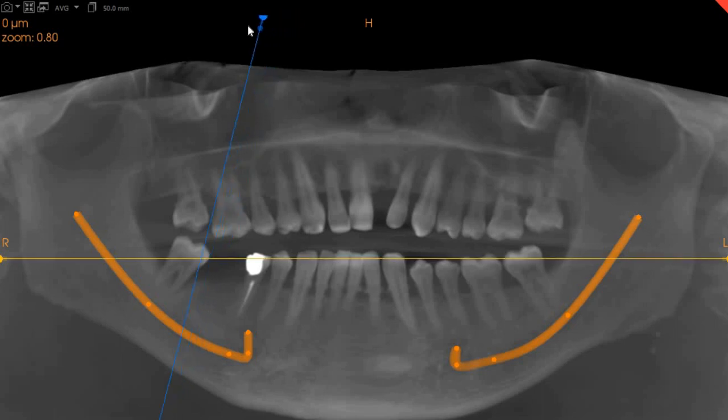This is the CBCT of the patient that you had requested. The area of interest is the lower right 6 and 7 and the lower right and left canines. Now the lower right 7 shows significant bone loss.